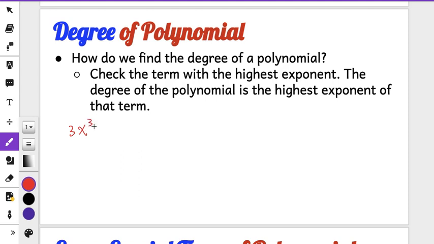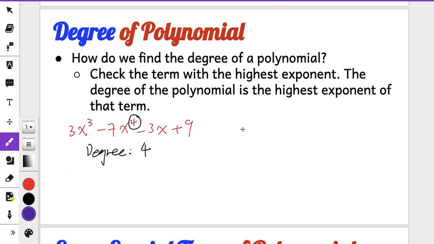For example, I have a polynomial which is not in standard form. Let's just give you a random one. We are going to check which one has the highest exponent. As you can see, 3, 4, 1. And this one has no variable, so we'll consider it as 0. Apparently, 4 is the highest exponent, which means the degree for this polynomial is 4.